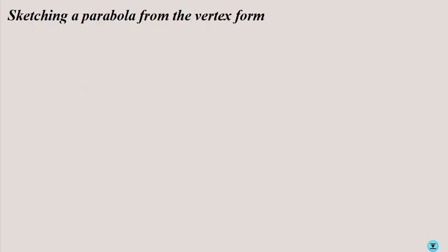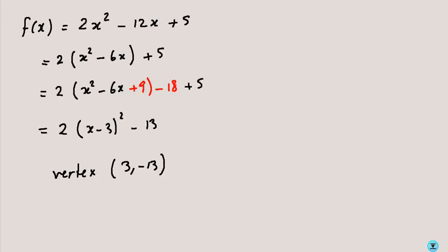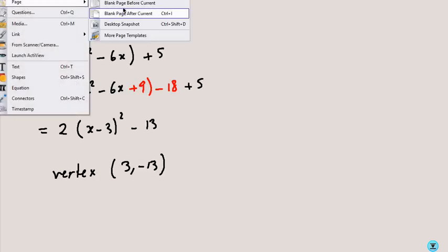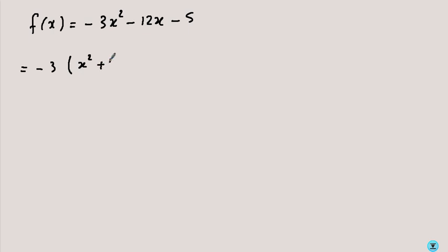Our third and final example is the following. Let's say that f of x is equal to negative 3x squared minus 12x minus 5. We take the negative 3 as a common factor from the first two terms, giving us x squared plus 4x, and here's our minus 5.